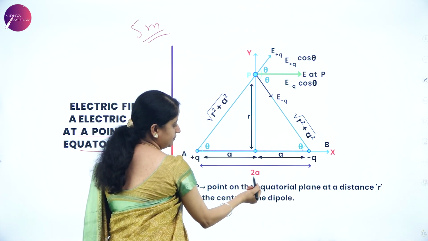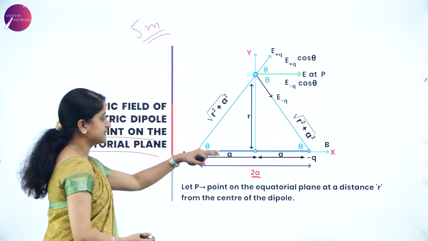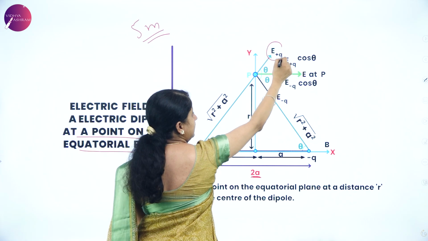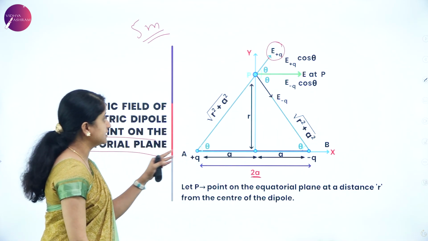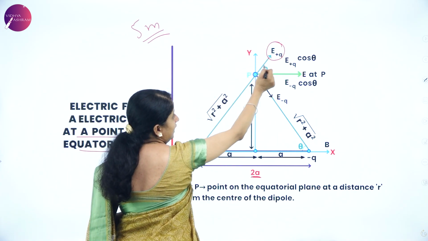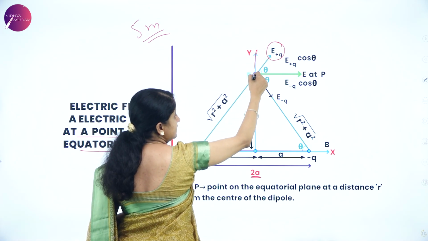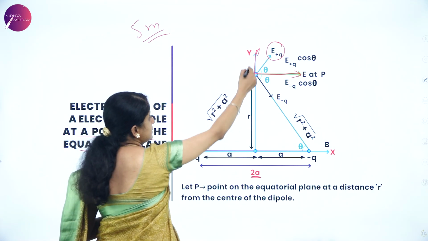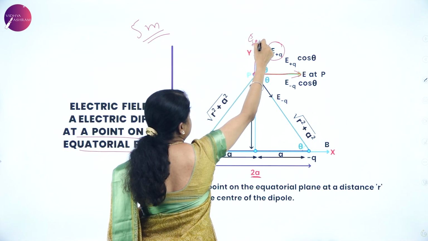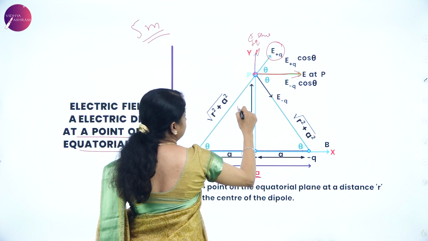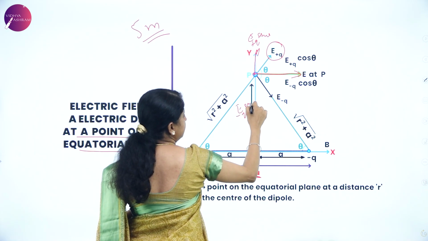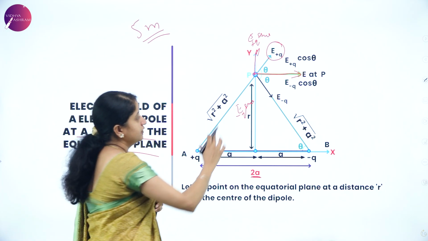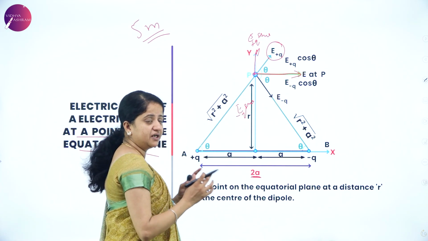They are separated by a distance 2a, which means it is an electric dipole. So now from plus q, you can see the electric field due to plus q is given by E plus q, and this field is resolved into two components along the y-axis and along the x-axis. Along the y-axis it will be E plus q sin theta, and along this way it is E minus q sin theta, and going forward it will cancel out, and along the x component the components add up.